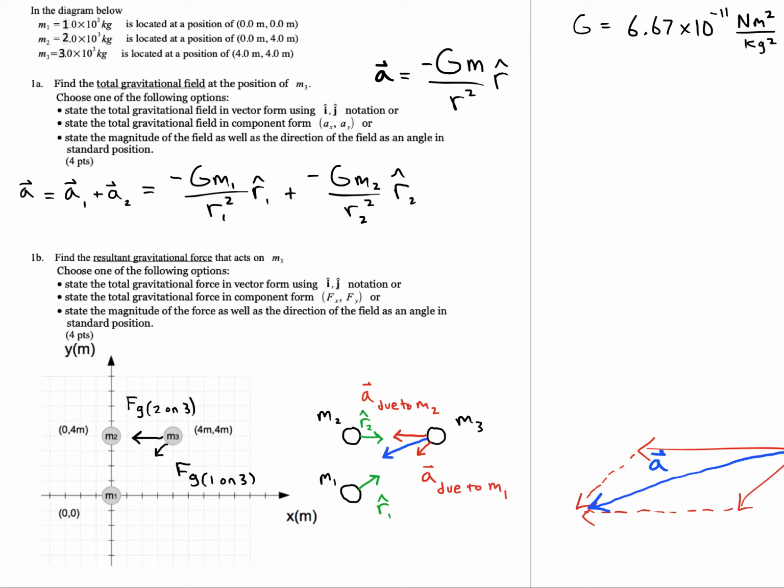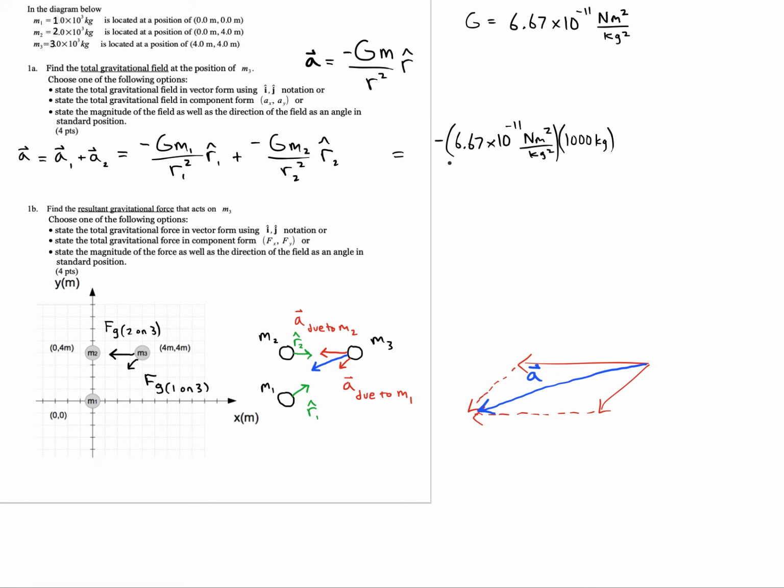Alright, so how do we plug in? 6.67 times 10 to the minus 11, M1 was stated to be 1,000 kilograms. Alright, then we'll divide. Okay, so we got to get the physical distance between M1 and M3. Alright, so how far apart are they?